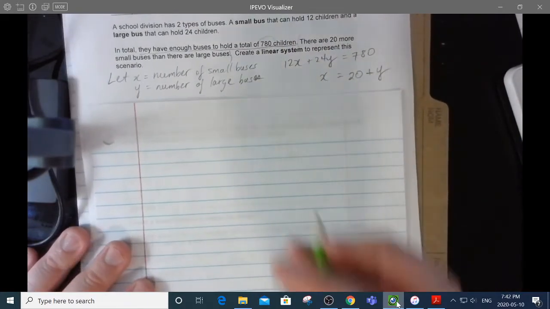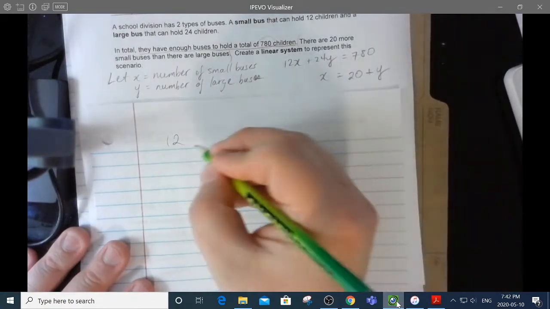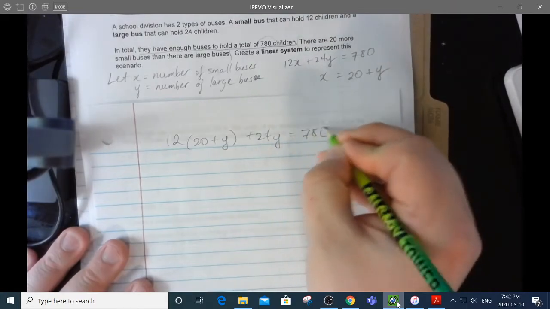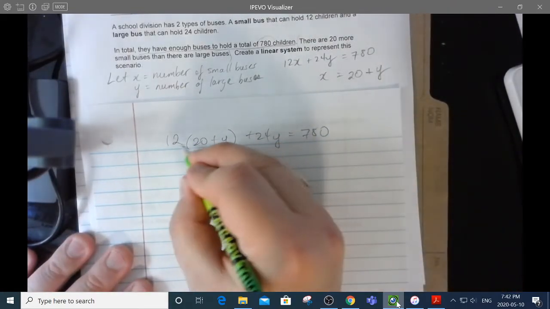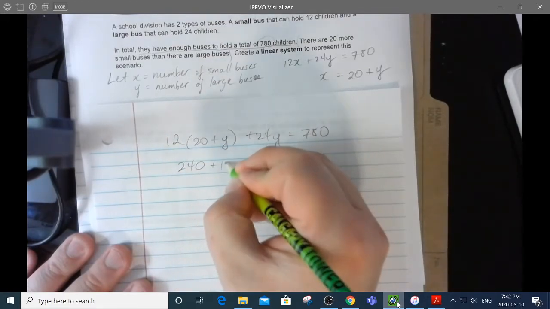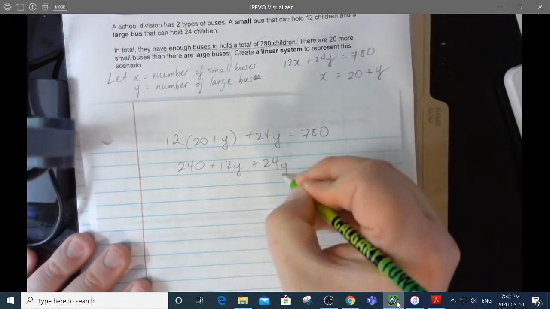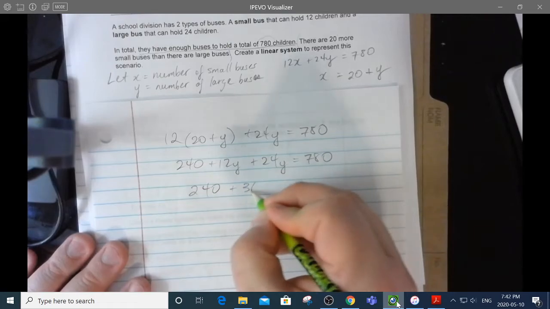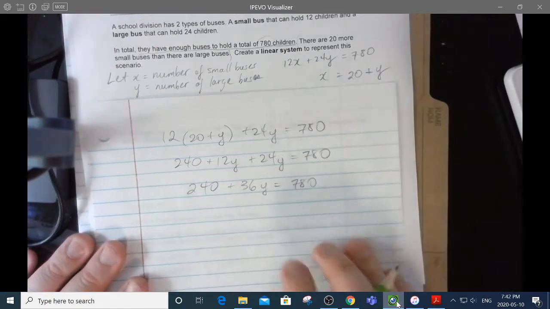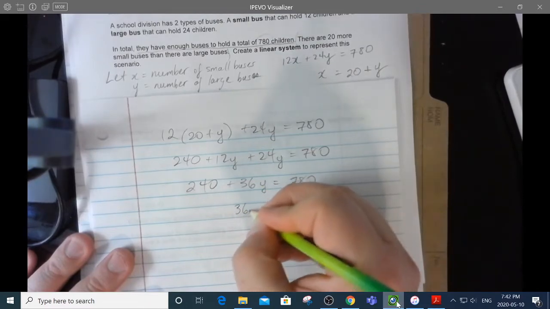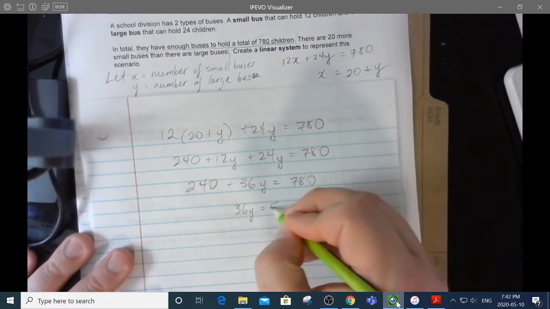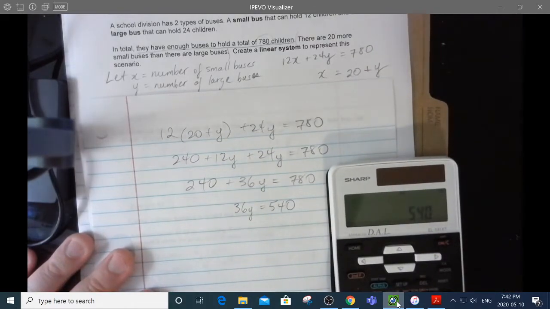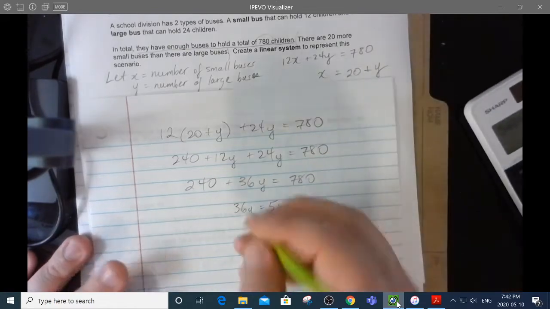So let's substitute. That's going to be 12 times, and instead of x, I have 20 plus y, plus 24y equals 780. So that's going to be, oh boy, what's 12 times 20? 240, plus 12y, plus 24y is equal to 780. So 240 plus 36y is equal to 780. 780 minus 240 is going to be 540. Gee, I hope 540 divides by 36. I can't have decimals of buses. How could you have 0.5 of a bus? Oh, I don't. That's 15 exactly.